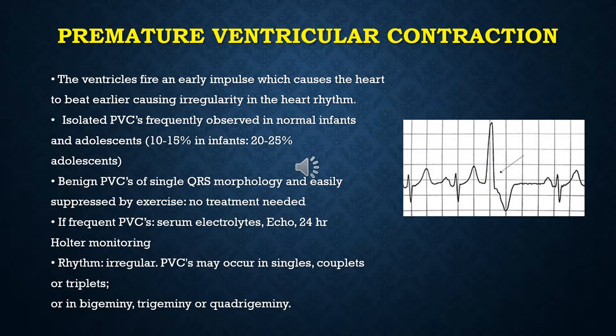In this type of arrhythmia, the ventricle fires an early impulse, which causes the heart to beat earlier, causing irregularity of the heart rhythm. We have here in the left ventricle or right ventricle a focus or micro reentry or macro reentry circuit, which discharges at a higher rate than the SA node. So it can come as one beat only, which is called a premature ventricular beat.